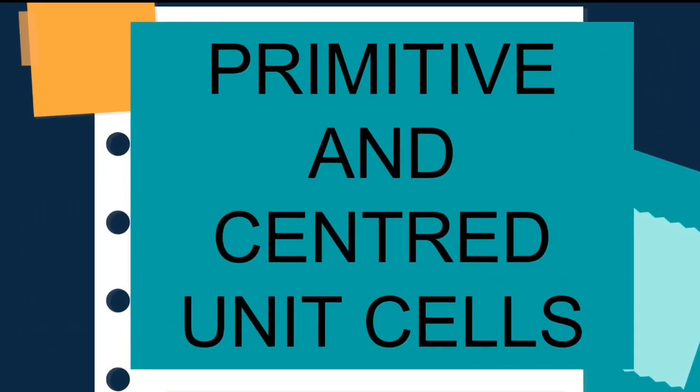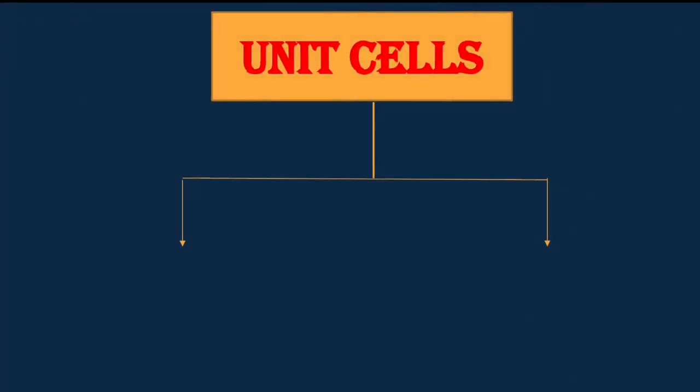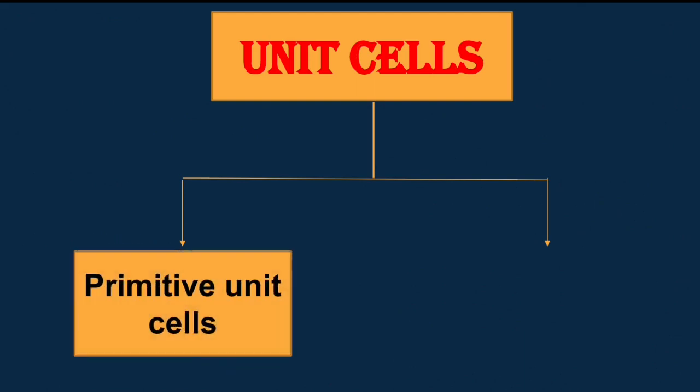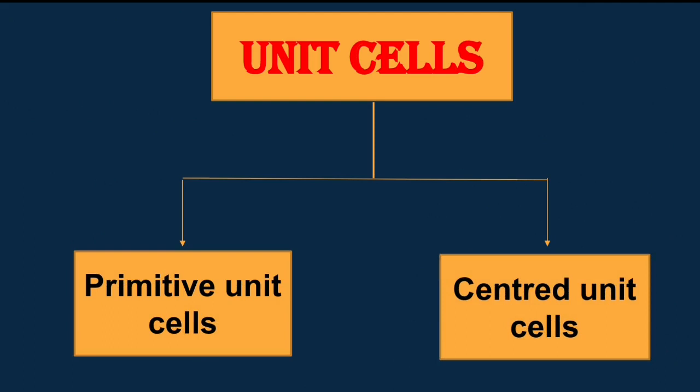Now we'll discuss primitive and centered unit cells. We have already discussed what a unit cell is. That unit cell is divided into 2 categories. There are 2 types of unit cells. The first one is primitive unit cells, and the second one is centered unit cells. So we'll discuss what a primitive unit cell is and what a centered unit cell is.